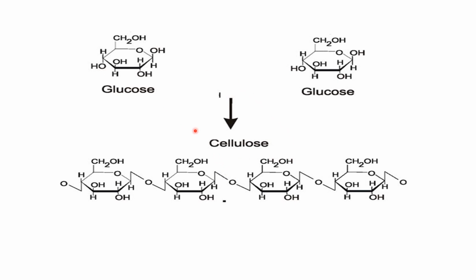So in cellulose, beta D glucose units are connected by 1,4 glycosidic linkages. So in starch, it is alpha D glucose, while in cellulose, it is beta D glucose undergoing 1,4 glycosidic linkages. Take down.